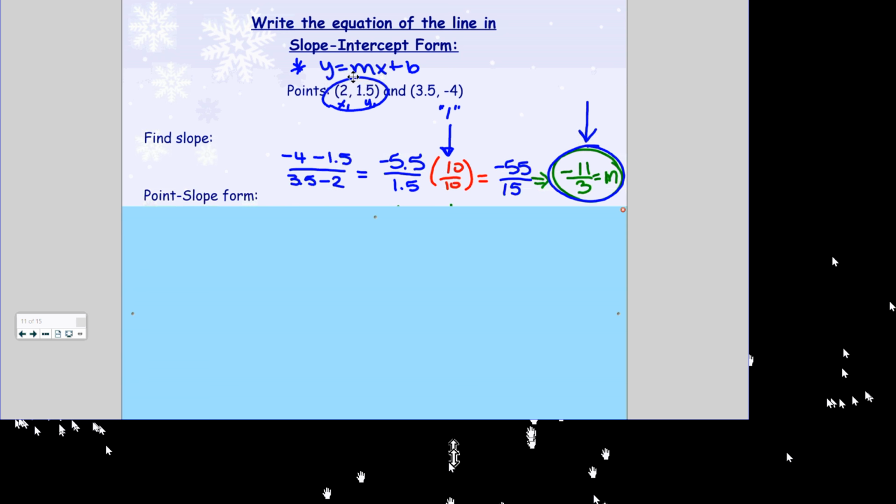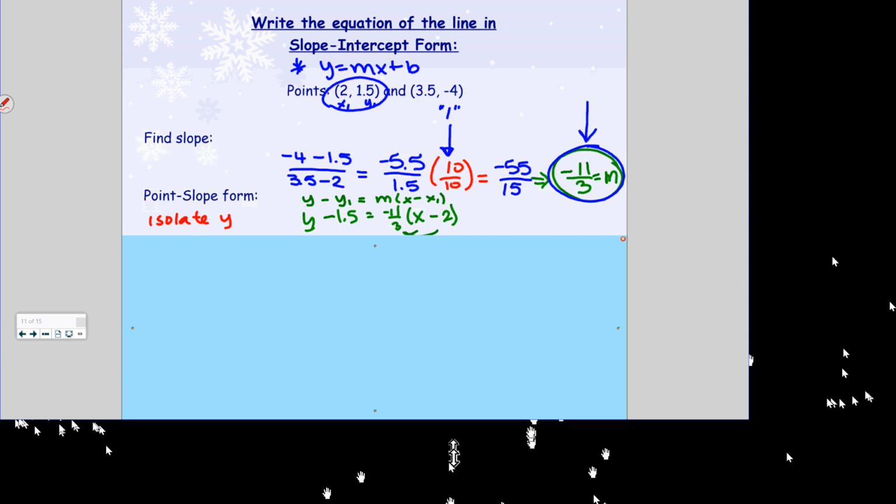And let's do this one together because of decimals. We will then replace the x1, y1, and m with those values in point slope form. So take a moment, y minus y1, is what I've got here, equals m times x minus x1. Okay, from here we need to get into slope-intercept form, which really means isolate y, get y by itself. And to do that, we're going to need to distribute and move this -1.5 over to the right side.